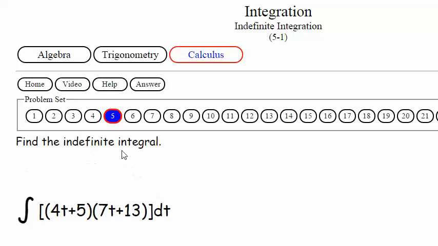So, it says find the indefinite integral. Now, we don't really have any techniques to actually find it in this particular form. Okay? So what we're going to end up doing here, and I did this intentionally, is we are going to multiply all that stuff out. So I'm writing it down. dt. Okay. All right. So let's move over to the whiteboard now that I got all that.